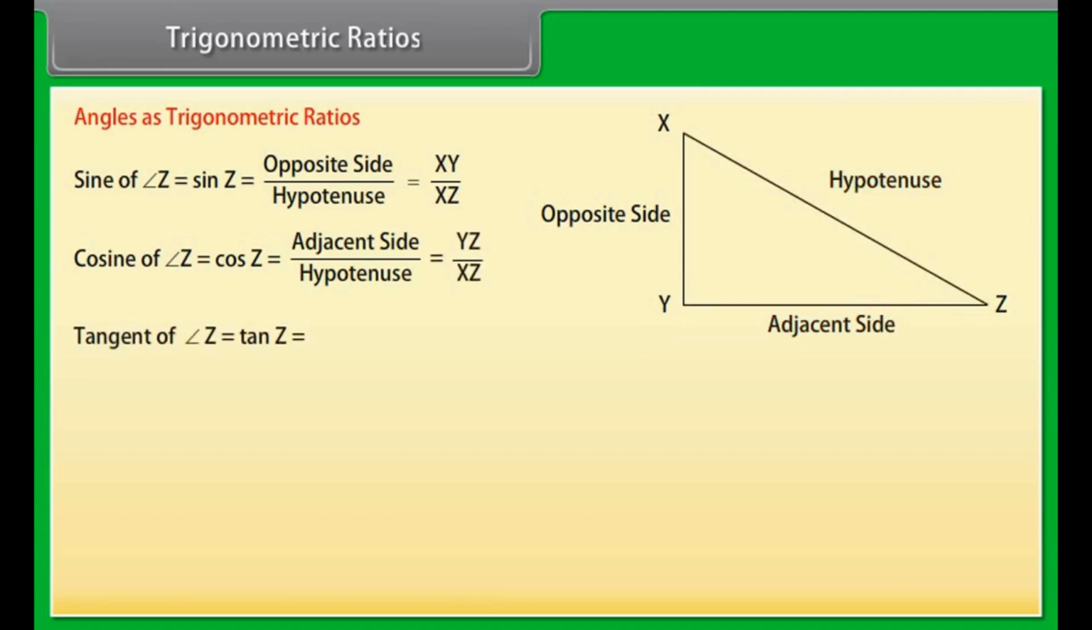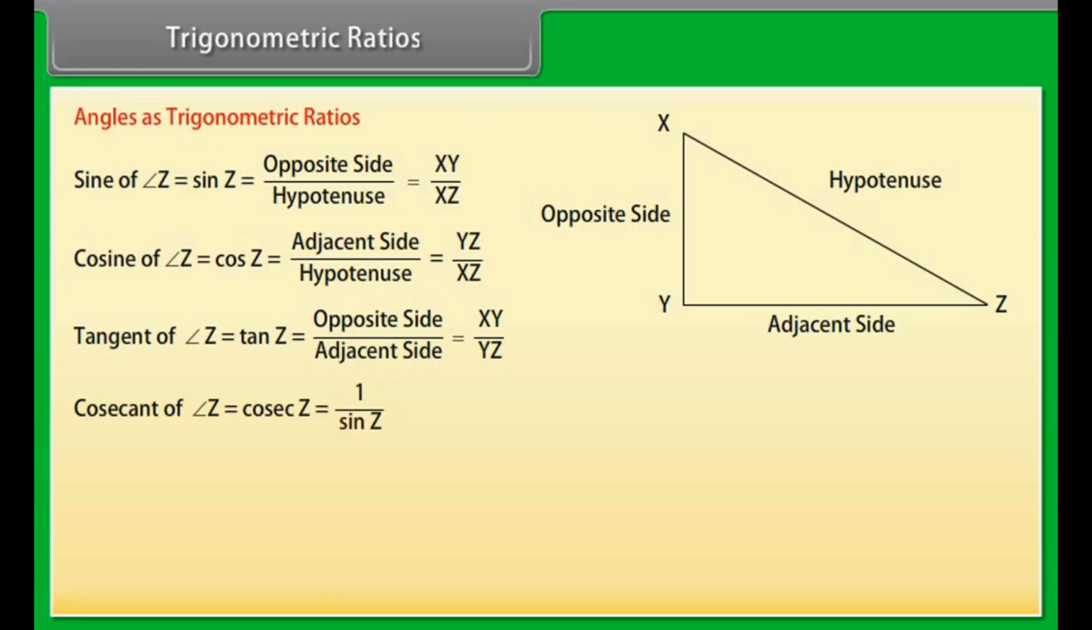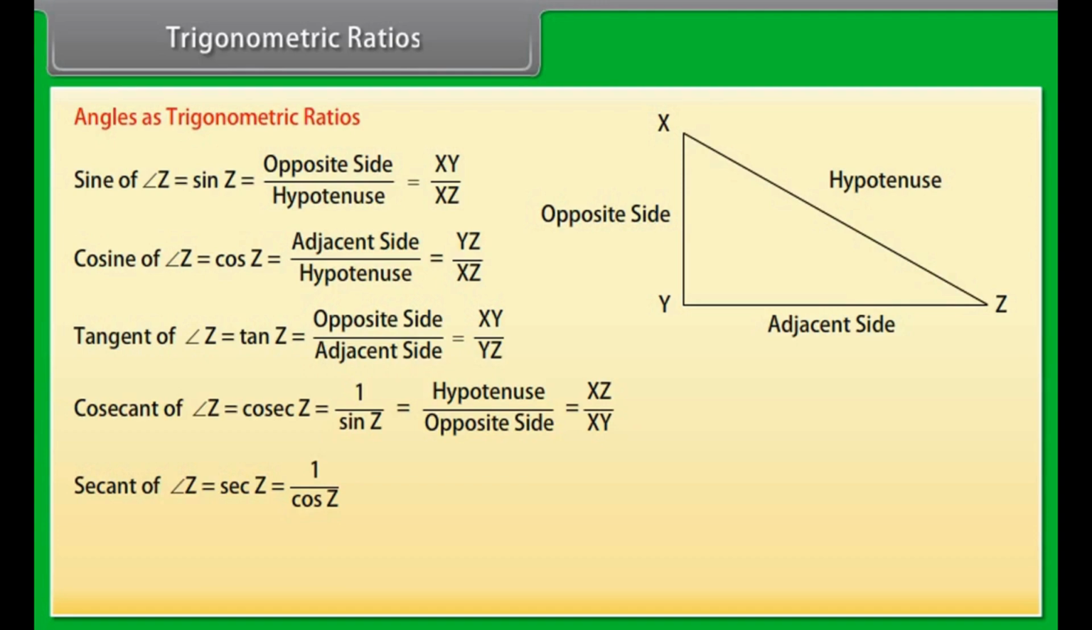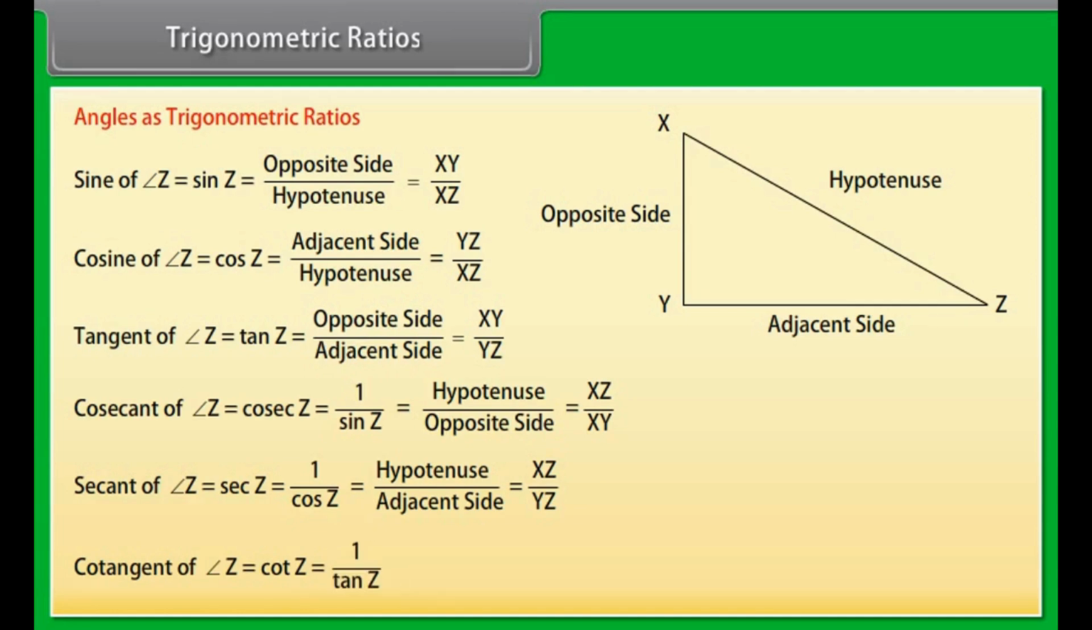Tangent of angle Z is equal to tan Z, which is equal to opposite side upon adjacent side. Cosecant of angle Z is equal to cosec Z equals 1 upon sin Z equals hypotenuse upon opposite side. Secant of angle Z is equal to sec Z equals 1 upon cos Z equals hypotenuse upon adjacent side. Cotangent of angle Z is equal to cot Z equals 1 upon tan Z equals adjacent side upon opposite side.